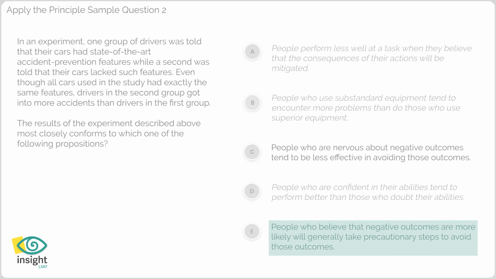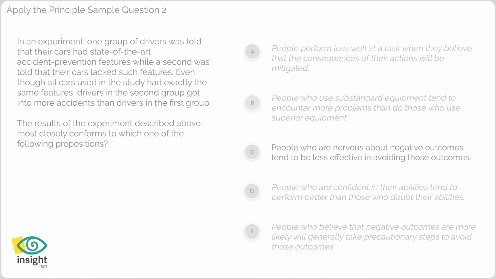Okay, this takes a little extra thought. The second group got into more accidents, so this doesn't seem to fit correctly. If they took precautionary steps, why did they get into more accidents? The answer choice doesn't tell us that, and I'm not going to go telling some story about it. So yeah, this one doesn't fit. E is out. Okay, that's just C then.